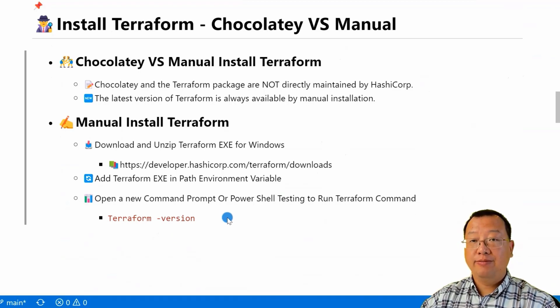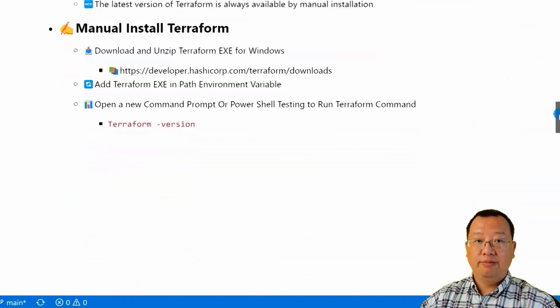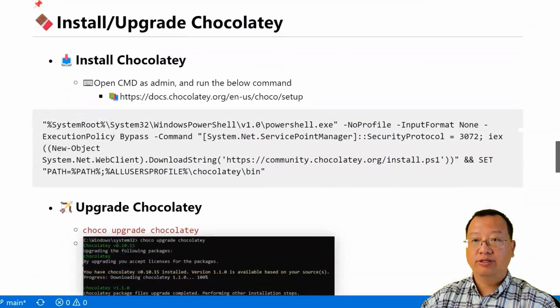But for this demo, we're using Chocolatey to install Terraform. It's super easy and saves you time. To get started, we'll need to install Chocolatey. Chocolatey is a package manager for Windows that allows users to easily install, manage, and upgrade software applications through the command line. Chocolatey is similar to apt-get on Ubuntu.